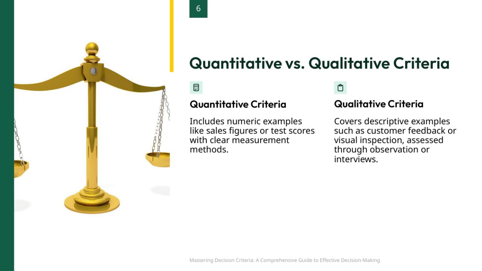The image of the balance scale perfectly represents the importance of weighing both types fairly to get a complete picture. The calculator icon reminds us of the numeric nature of quantitative data, while the clipboard symbolizes the detailed descriptive approach of qualitative data. Balancing these two criteria helps us make well-rounded, informed decisions.